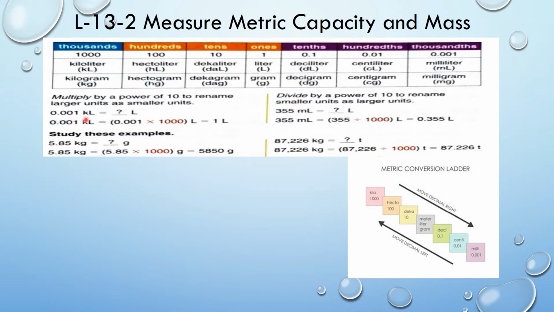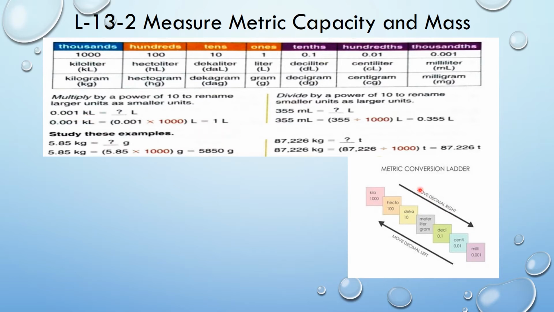Then 0.001 kiloliter. Then kiloliter, that means kilo here and liter here. How many steps down? 1, 2, and 3. That means down 3 steps. That means move to the right. You can see 1, this decimal, 2, and 3. The decimal is after 1. You can see what is the answer. Decimal after 1 is 1 liter. 0.001 kiloliter is equal to 1 liter.